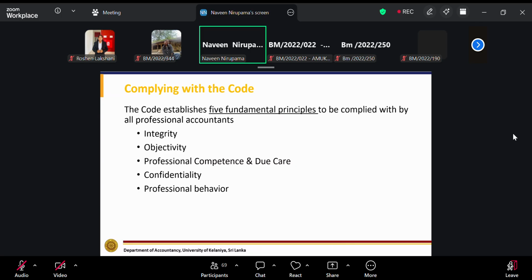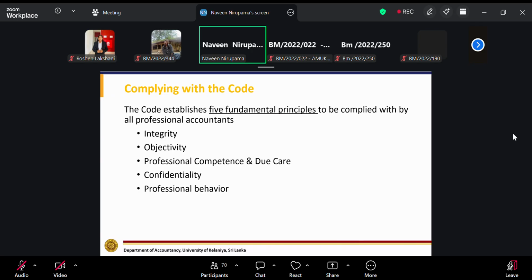Okay, as I said earlier, as a professional accountant, we have to follow 5 fundamental principles. I think you are aware of these principles because in the Sri Lanka chartered accountancy examination, at the corporate and strategy level, you have to study the code of ethics. There are 5 basic fundamental principles we have to learn: integrity, objectivity, professional competence and due care, confidentiality, and professional behavior. These are the main 5 fundamental principles.